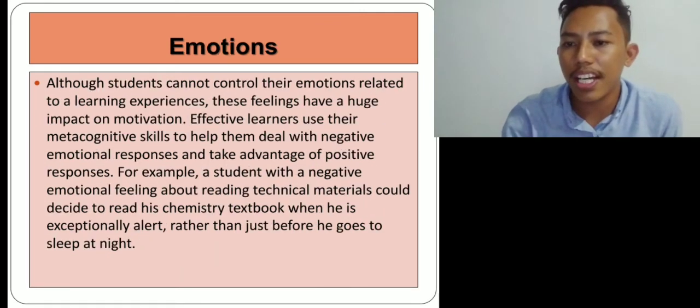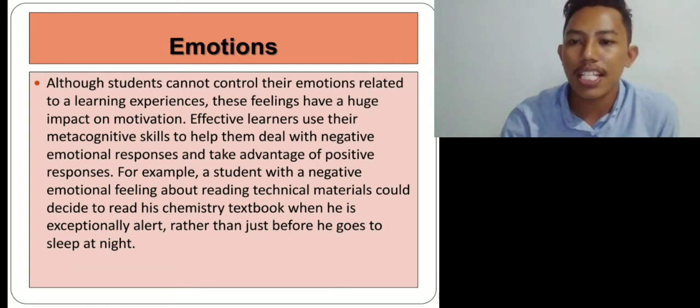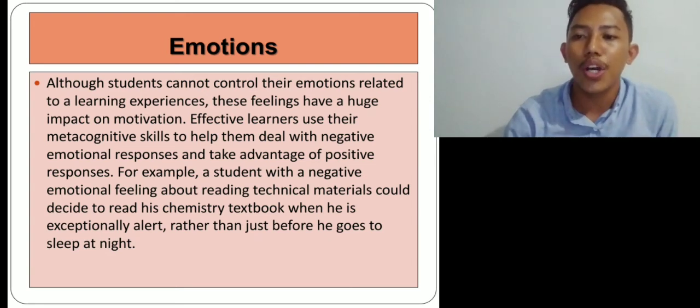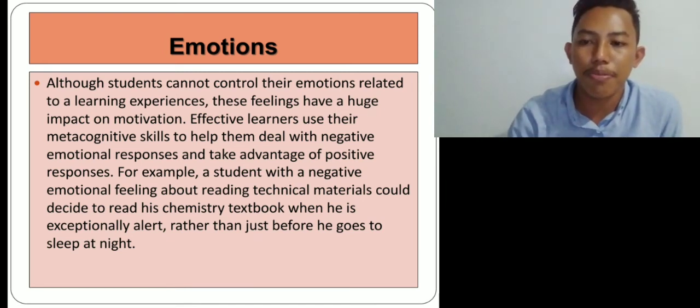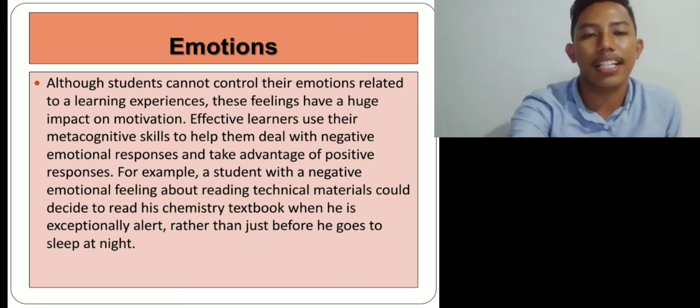Although students cannot control their emotions related to learning experiences, these feelings have a huge impact on motivation. Effective learners use their metacognitive skills to help them deal with negative emotional responses and take advantage of positive responses. For example, a student with a negative emotional feeling about reading technical materials could decide to read his chemistry textbook when he is exceptionally alert rather than just before he goes to sleep at night.